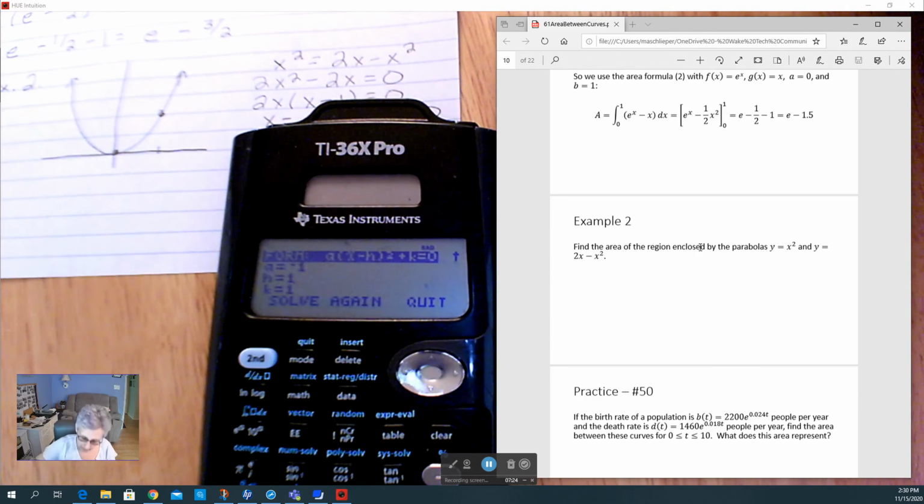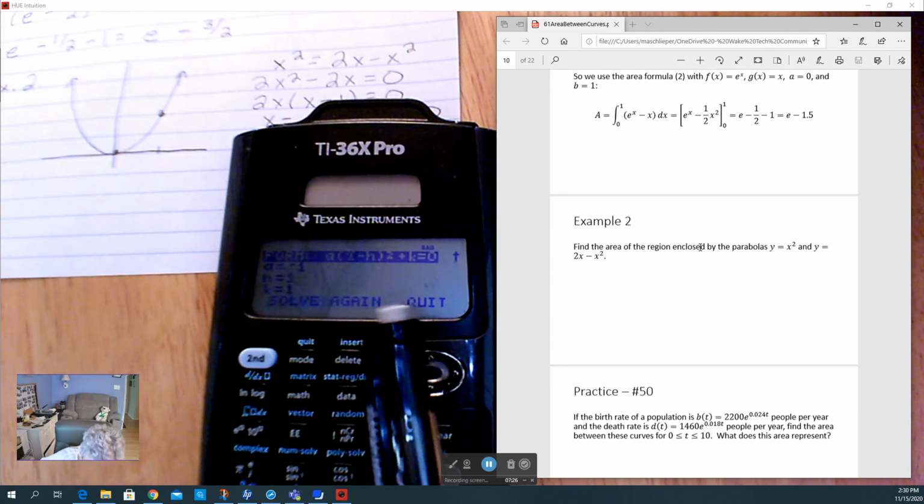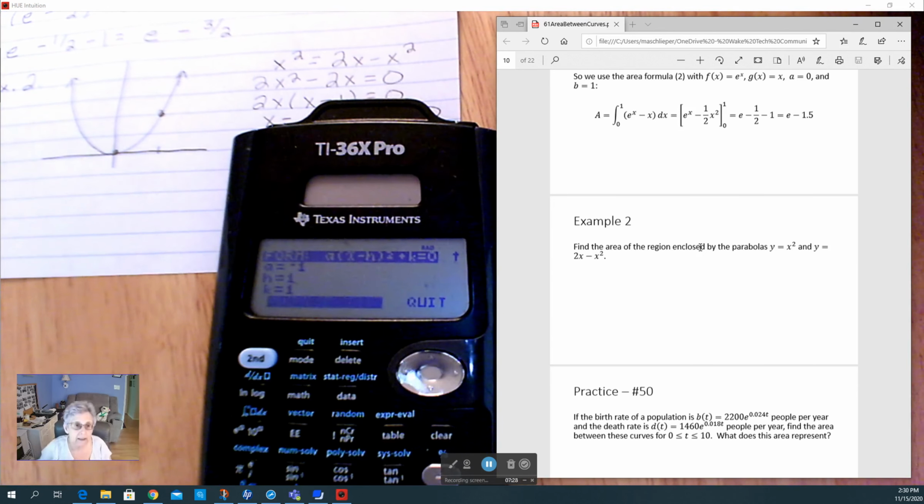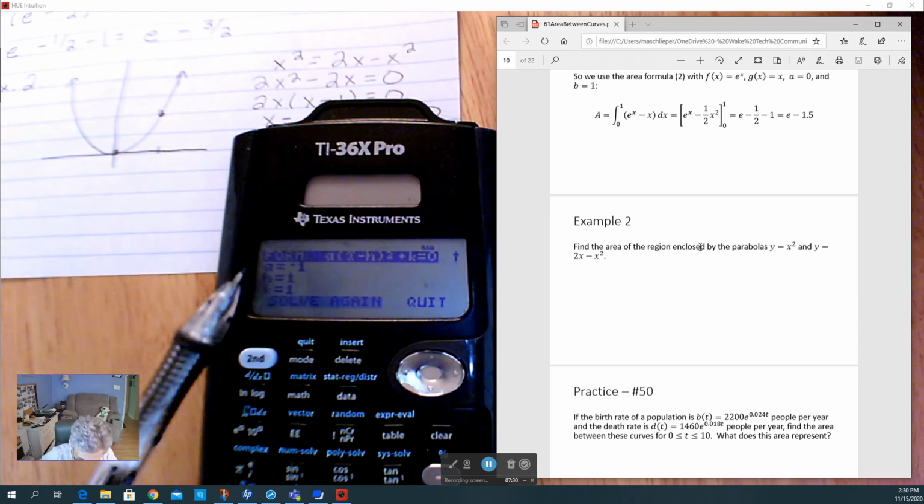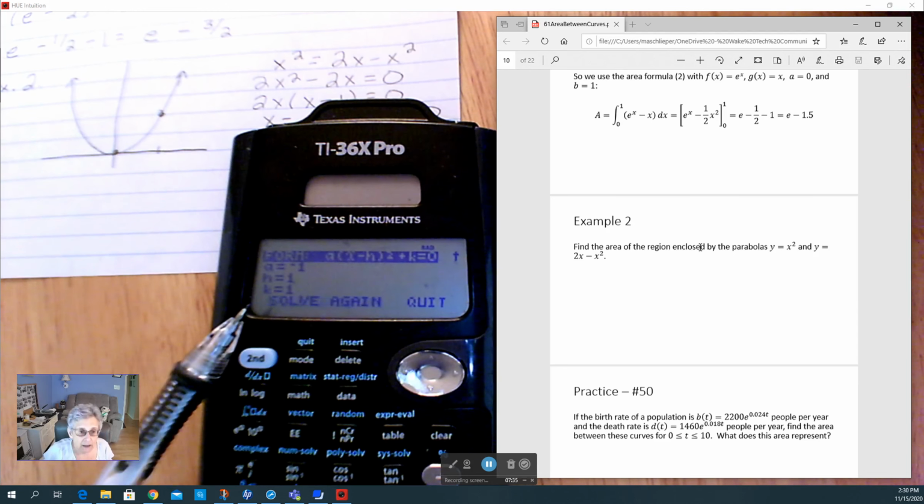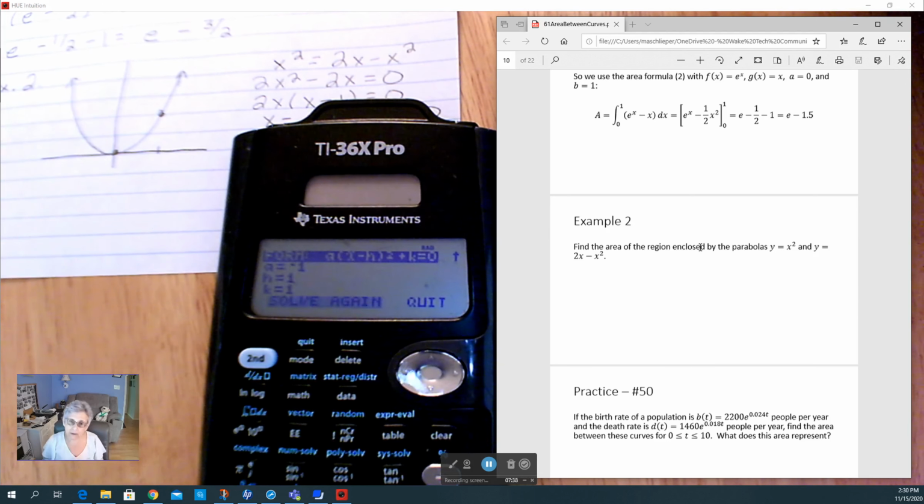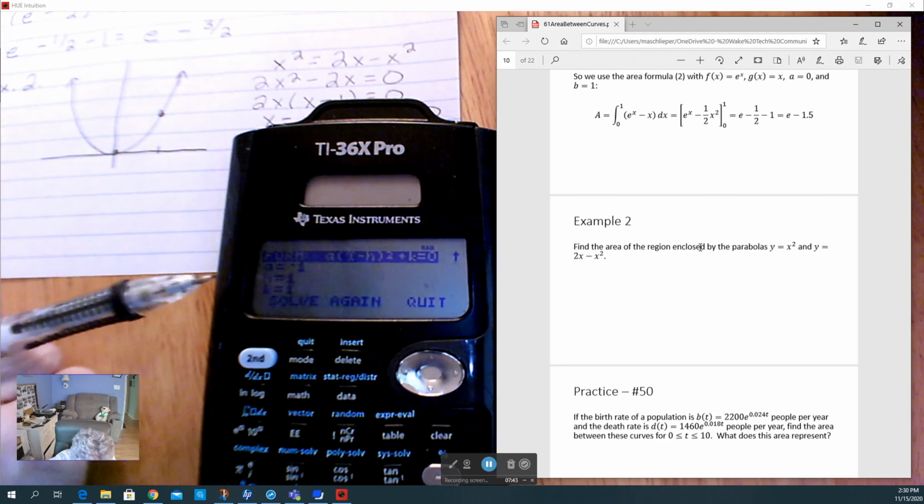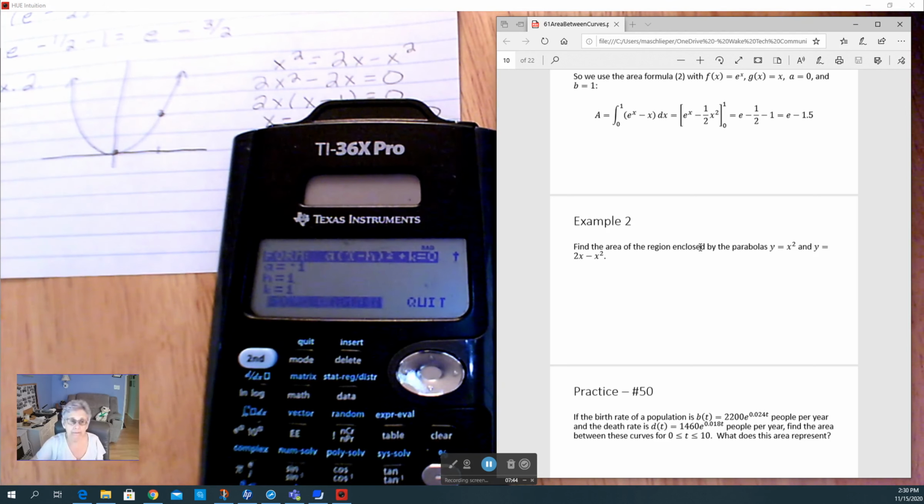vertex form. A times x minus h, plus k. A is negative 1, that's the leading coefficient. H is the x-coordinate of the vertex, and k is the y-coordinate of the vertex. So, the vertex here is the point (1, 1).